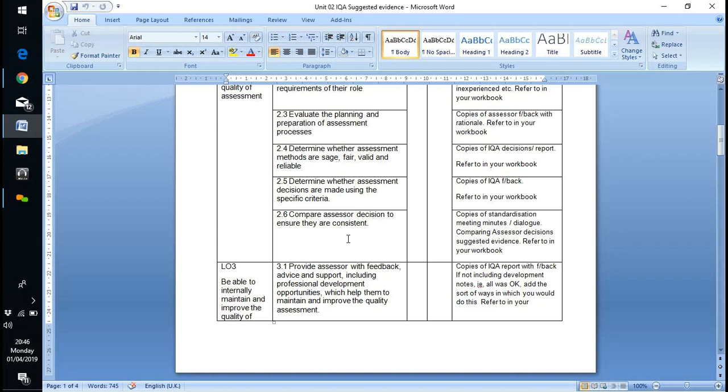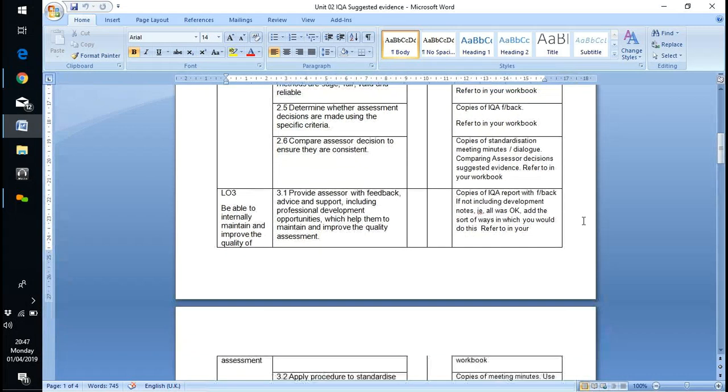Again, compare assessor decisions to ensure they're consistent. So this looks at standardisation. You would have to hold a standardisation meeting with your two assessors. The general practice would be to issue a small piece of learner work to both of them and let them determine how they're going to assess it, and make an assessment on that work and determine whether they would actually accept it or whether they would reject it or refer it. So copies of those meeting minutes, comparing assessor decisions, suggested evidence, and again, you can refer to it in your workbook at Unit 1 as well.